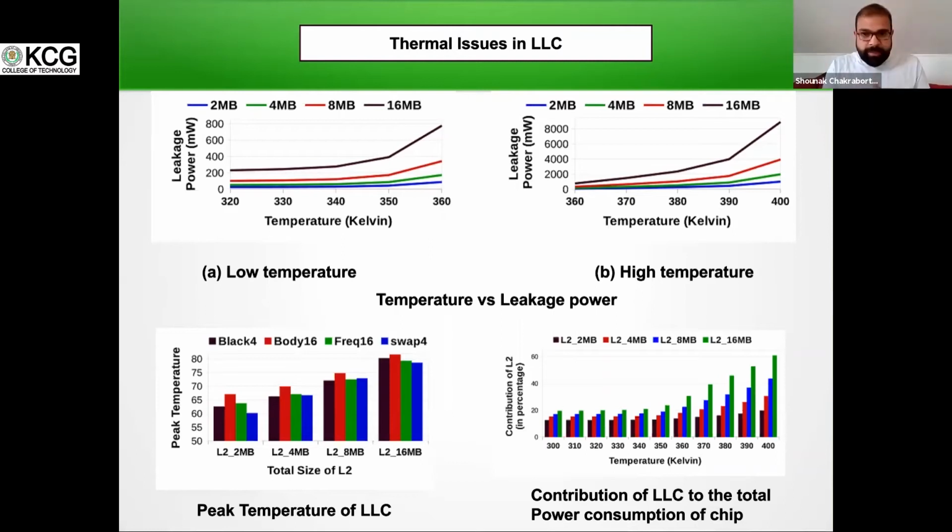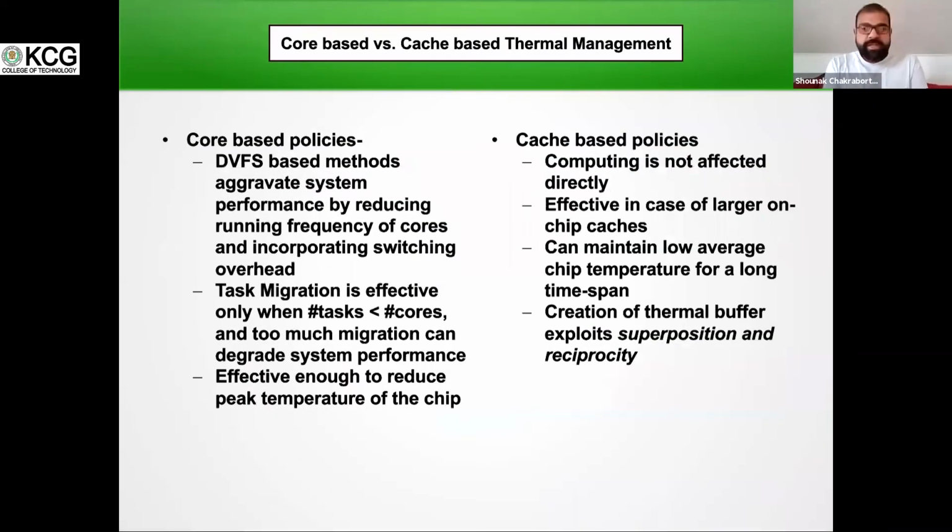You can see in the top couple of graphs, I have shown how the leakage power of the cache goes high with temperature, and also you can see the peak temperature of the LLC on the left-hand side, and how much they contribute to the total power consumption of the chip. So with the gradual increase in the size of the cache, both the peak temperature and the leakage power go high.